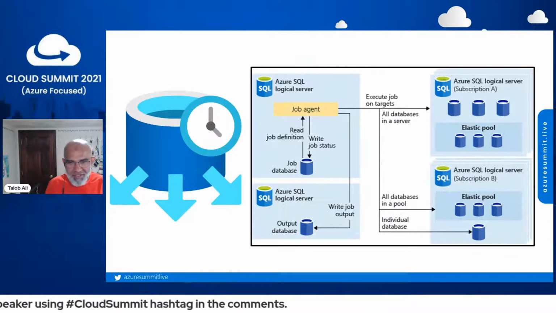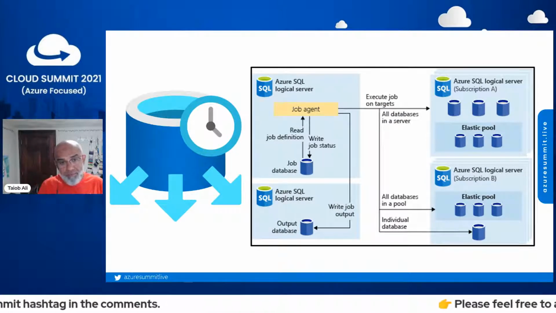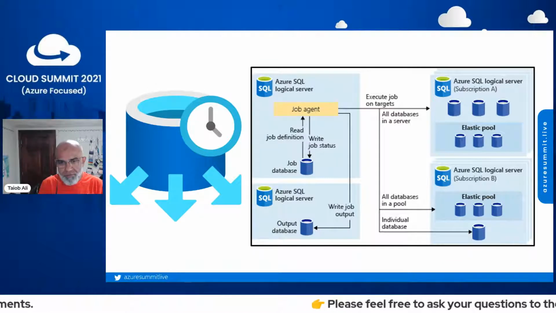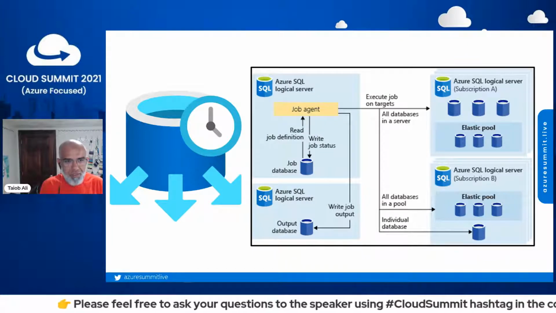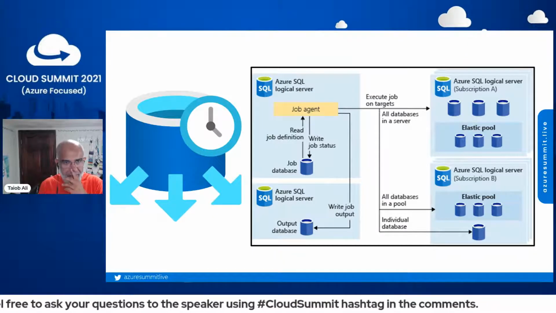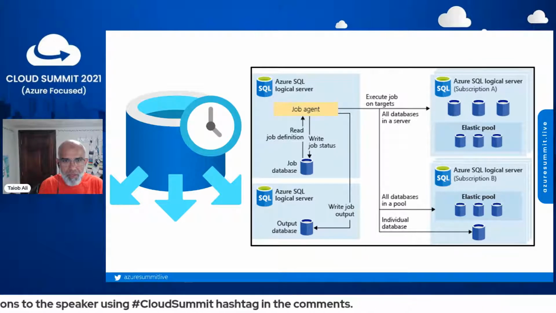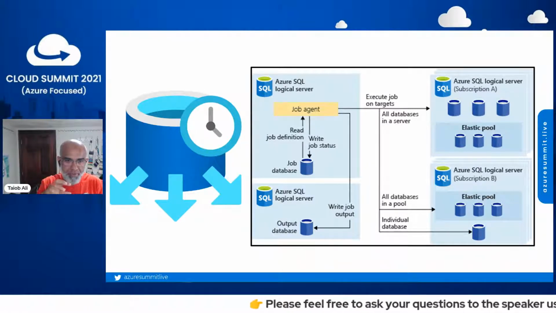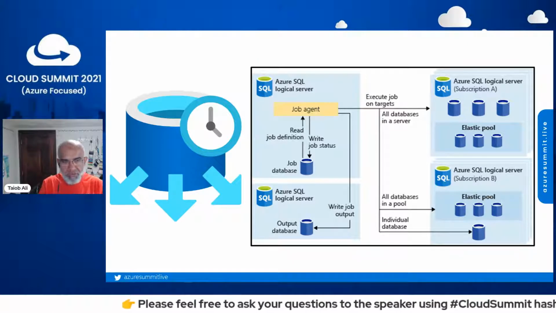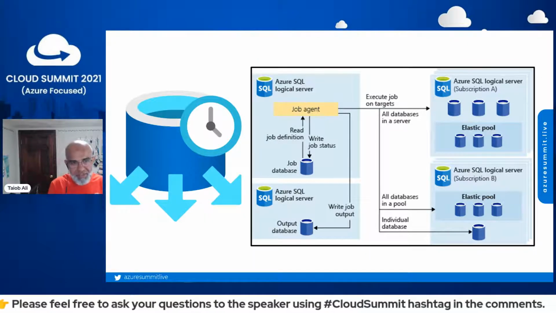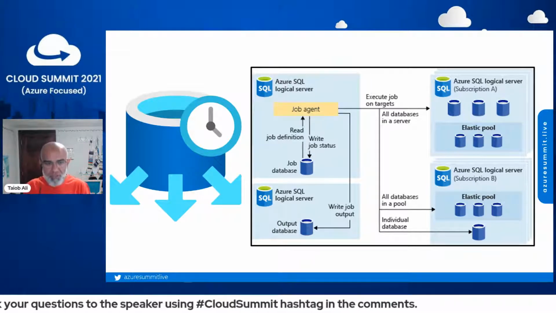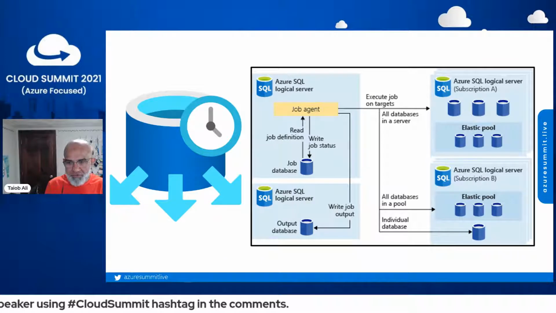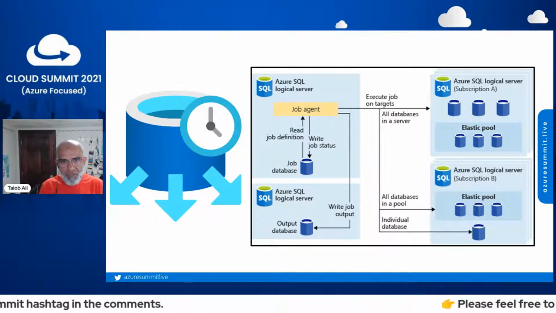The last one is Elastic Job Agent. If you ask me what's most similar to what we are used to today with the SQL Server Agent job, that's Elastic Agent job, right? So as you can see in this picture, there's a job agent, and I need a database to hold the metadata of my jobs, schedules, and all that. And I need another database, or you can do it in the same database, to write your output, right? Was my job successful? How long did it run? And all kinds of stuff.